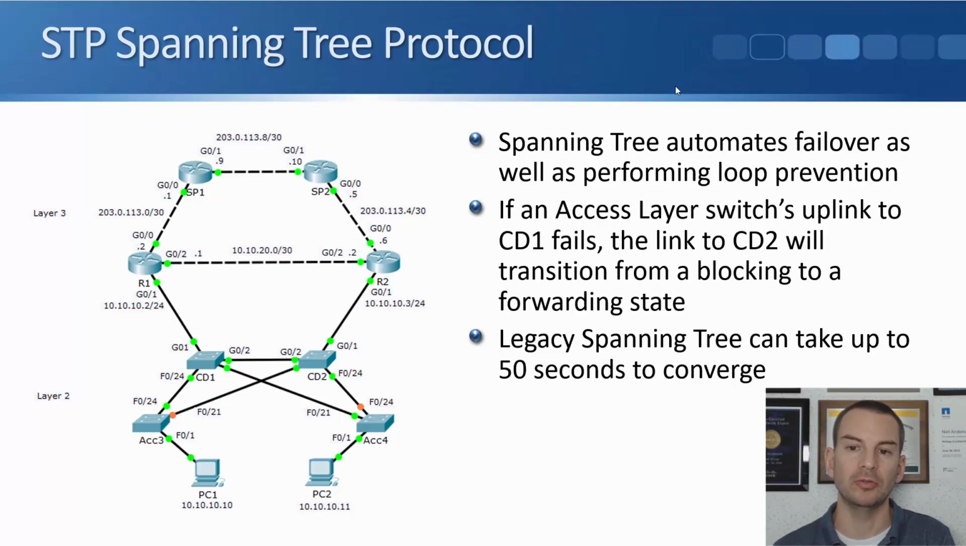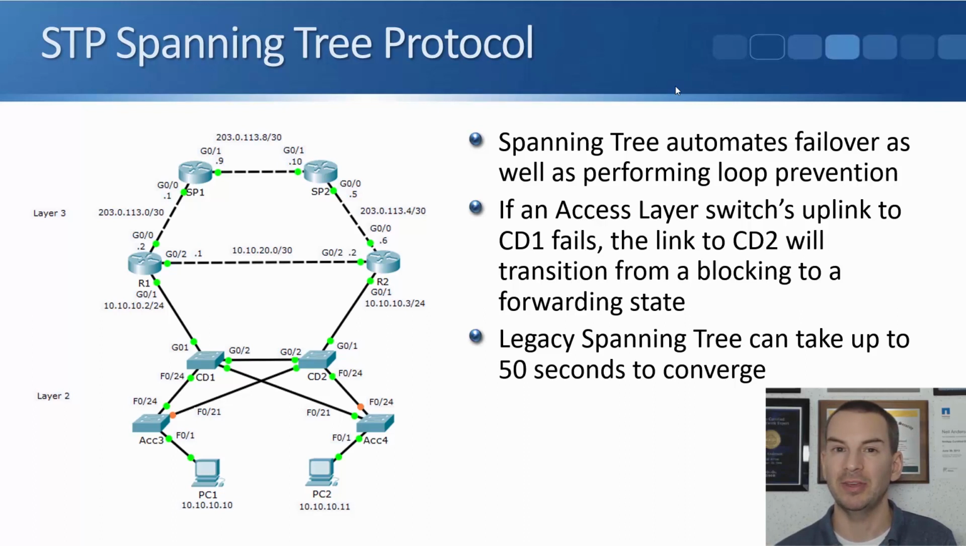Spanning tree automates failover as well as performing loop prevention. So if an access layer switch's uplink to CD1 fails, you see in the example here on both Access 3 and Access 4, those switches' available uplink is the one facing towards CD1. On the core distribution layer 2 CD2 switch, both the uplinks from our access layer switches to it are blocking right now to prevent the loops. But if switch CD1 goes down, or the links to CD1 go down, spanning tree will detect that and it will fail the uplinks over to using CD2 instead.